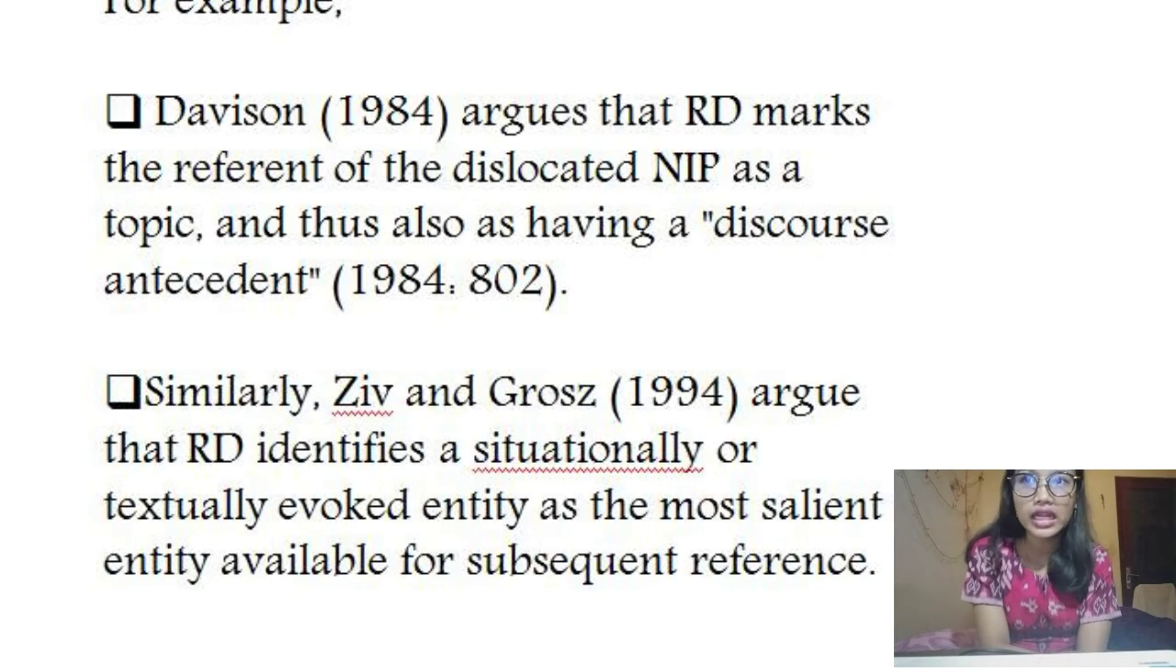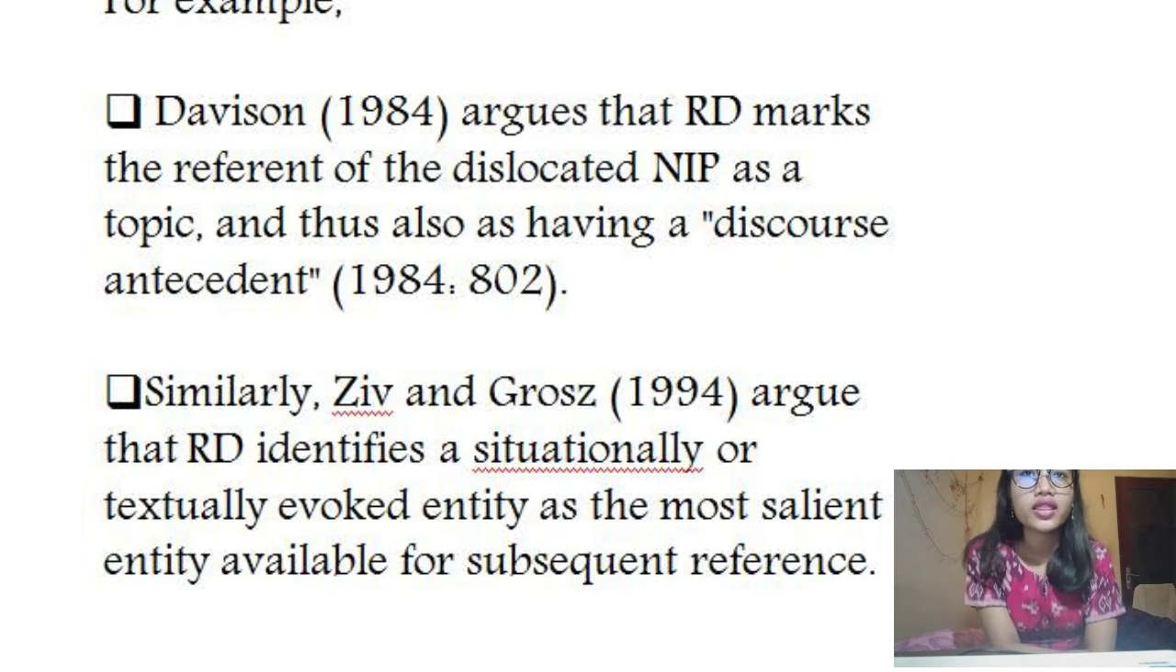Consistent with this, they represent information that has been evoked either explicitly or implicitly in the prior discourse. The function that previous researchers have posed for RD in fact have generally assumed that the dislocated NP must represent information that is given or inferable within the discourse. For example, Davison's 1984 argument that RD marks the referent of the dislocated NP as a topic, and thus also as having discourse prominence.